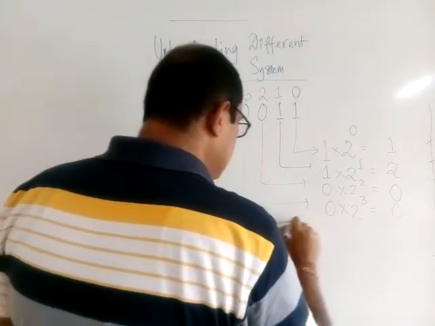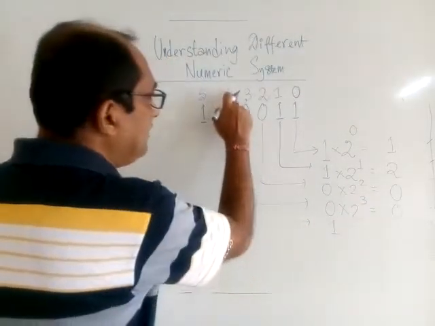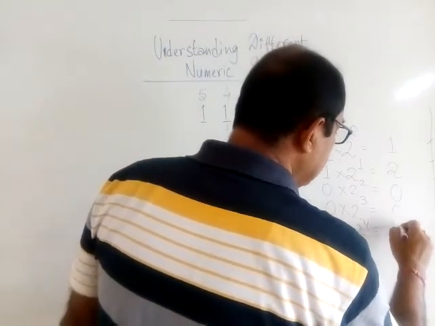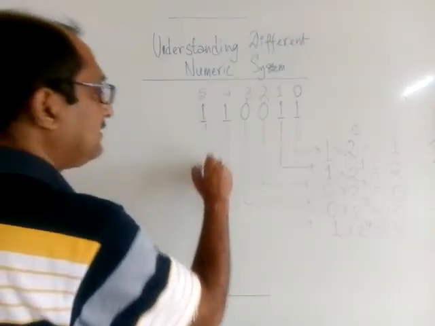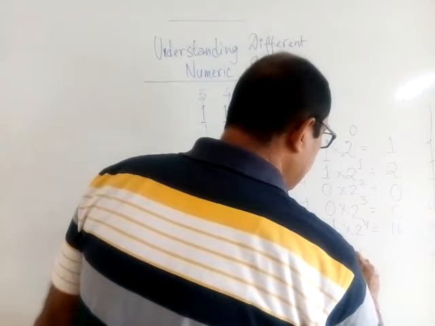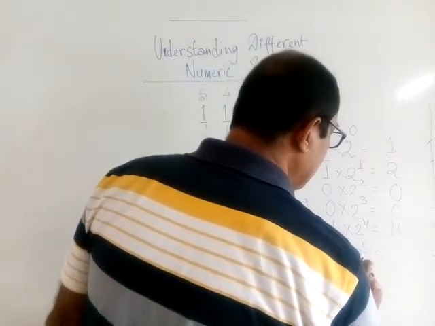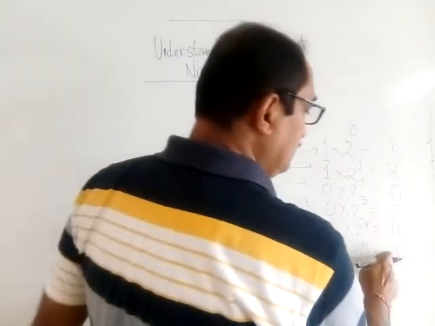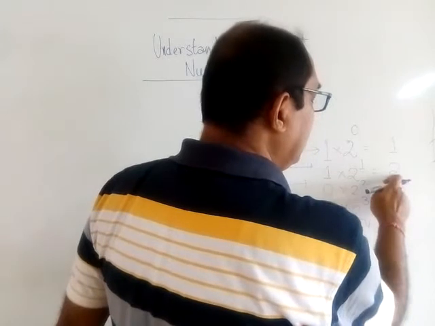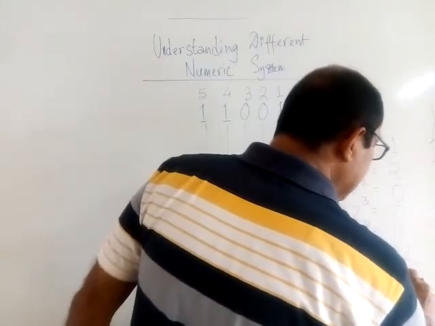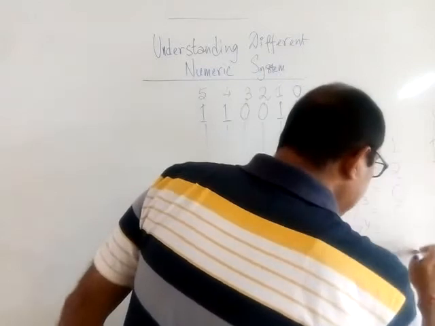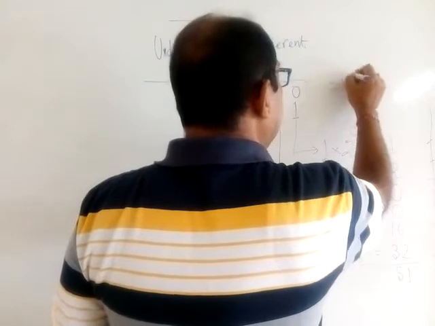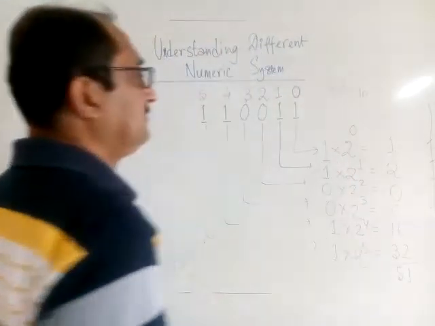Now this one, look at this. 1. This one will be multiplied by 2 to the power 4. What is 2 to the power 4? 2 to the power 4 is 16. And this 1 will be multiplied by 2 to the power 5, that is 1 into 32. So how much are we getting? 32, 48, 50 and 51. If I simply add these numbers, I am getting 51. So basically 51 is the number which is equivalent to this, right?